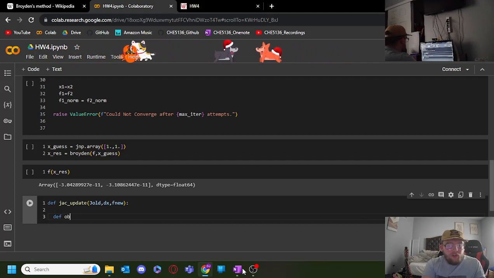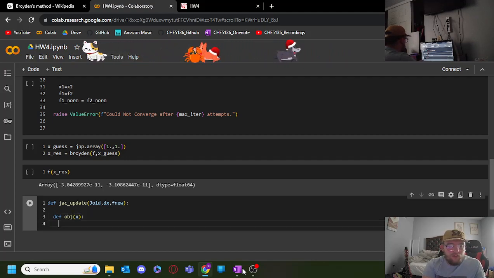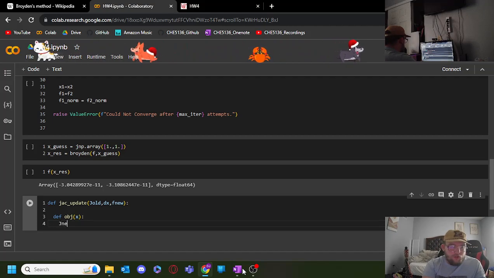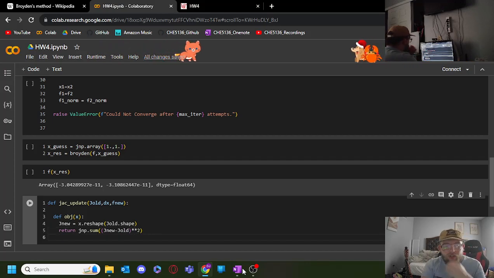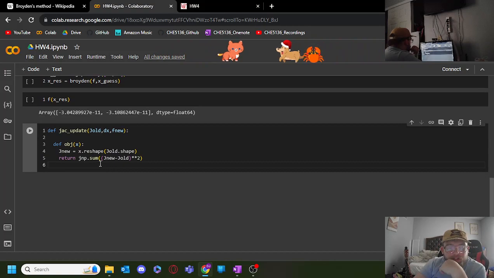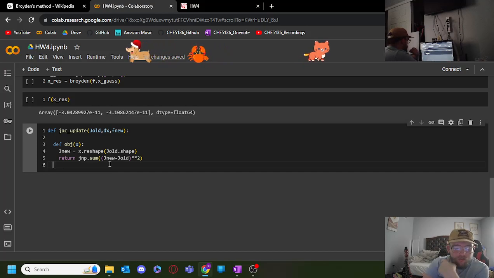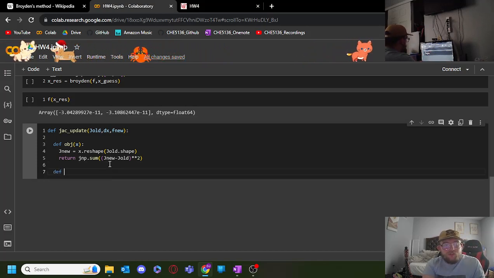What we'll do is our objective: new equals dot reshape j old dot shape, return jnp dot sum of j new minus j old, squared. So that's our objective, where we're going to minimize this to get as close to 0 as we can, while also obeying our secant constraint.